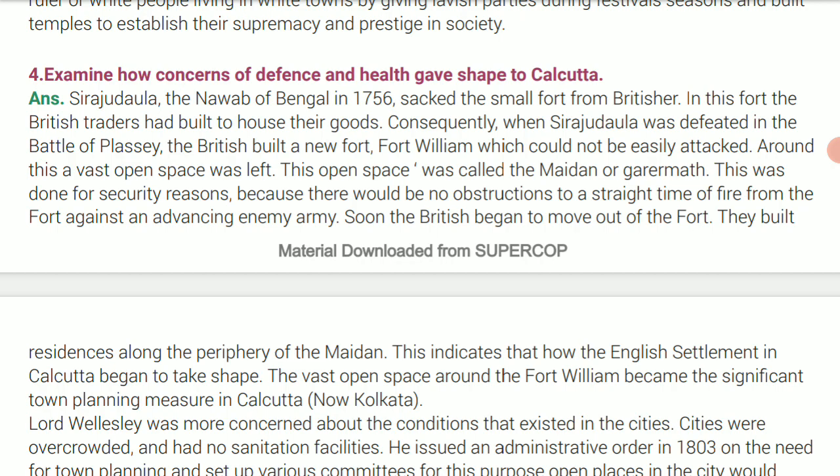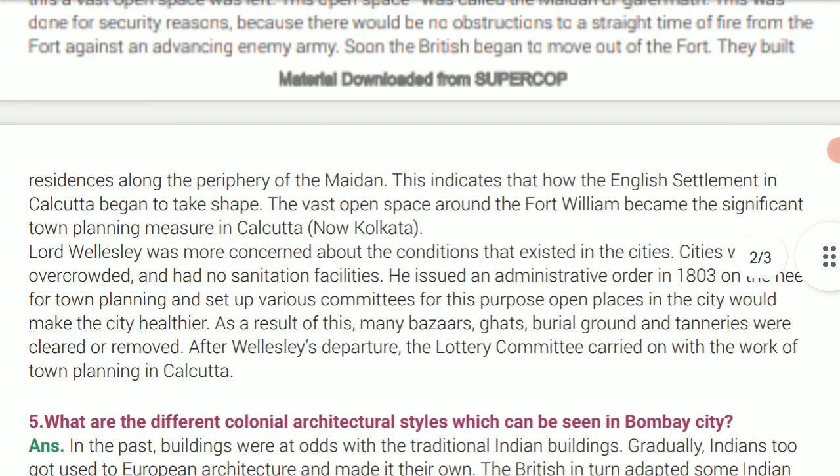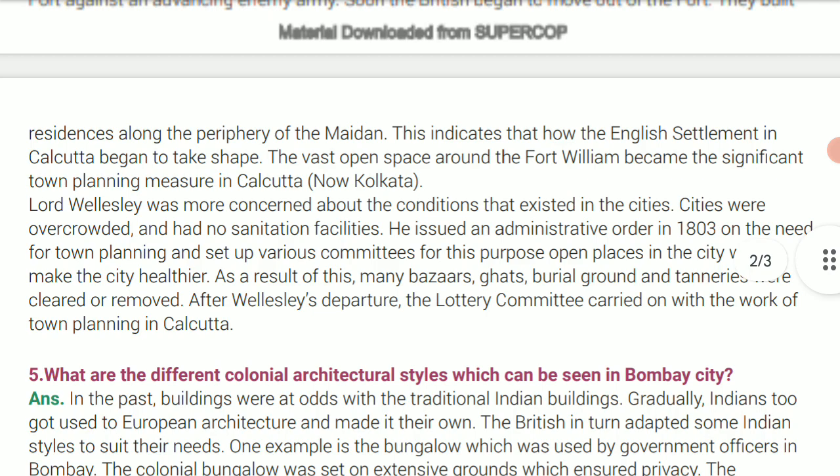Soon the British began to move out of the fort. They built residences along the periphery of the Maidan. This indicates how the English settlements in Calcutta began to take shape. The vast open space around Fort William became a significant town planning measure in Calcutta, now Kolkata.